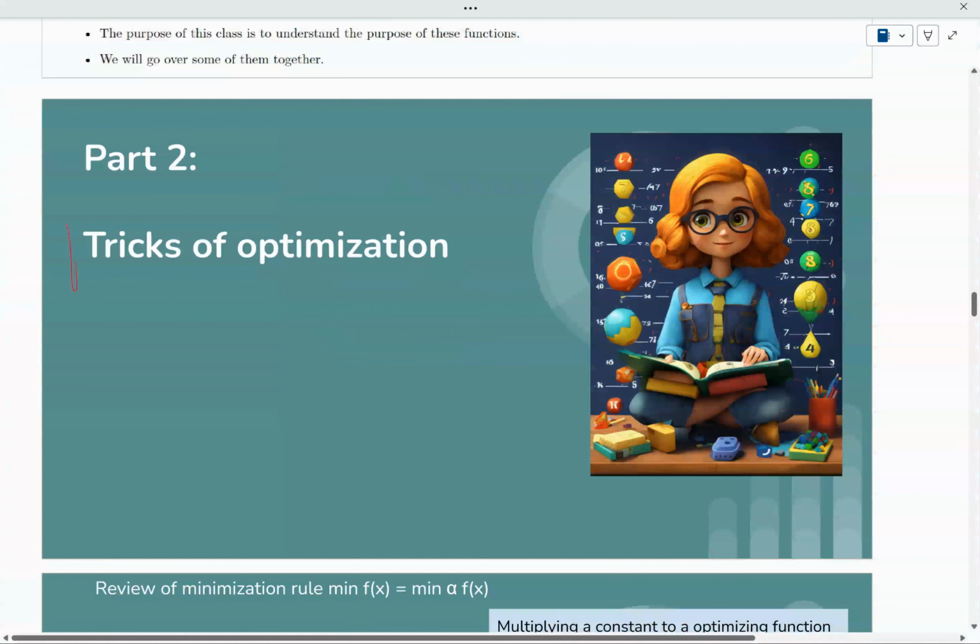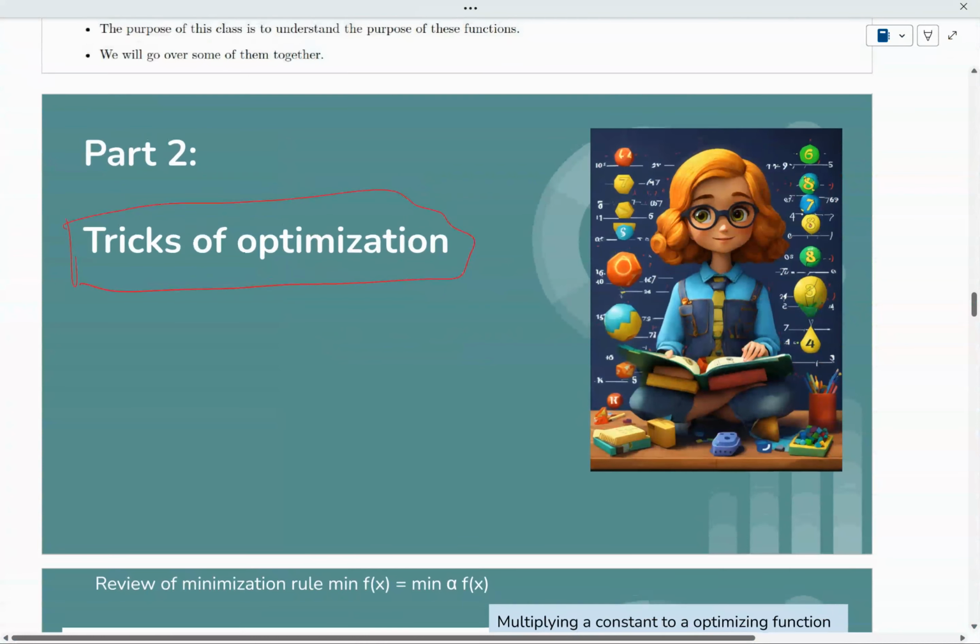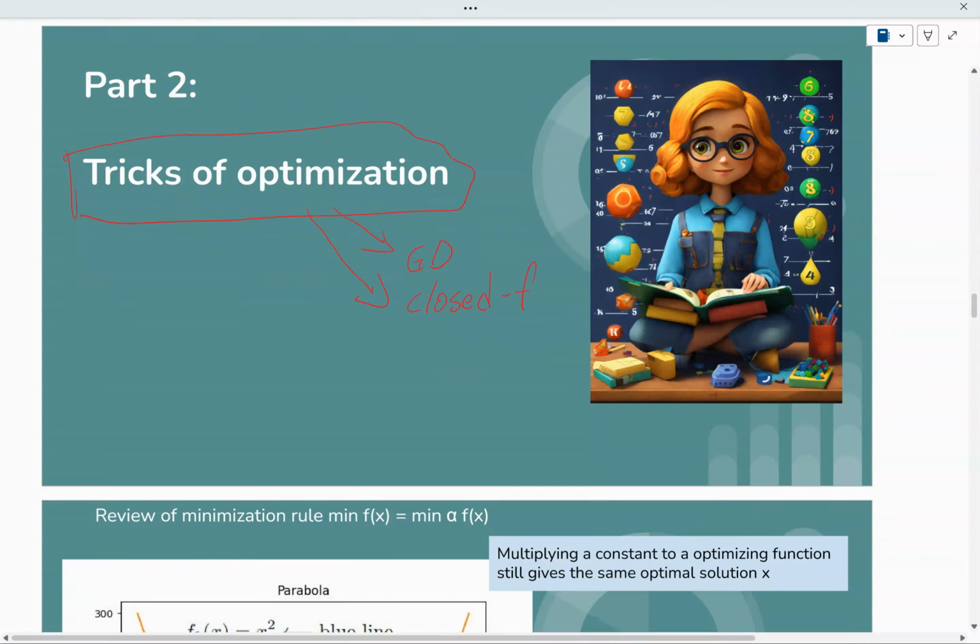We're going to go over some tricks of optimization. Previously, we've learned that with optimization, we can solve it with gradient descent, and we can also solve with a closed form solution, where you take the derivative and set it to zero. Okay? Now, when you do this maximization, there are actually some extra details you guys should be aware of.